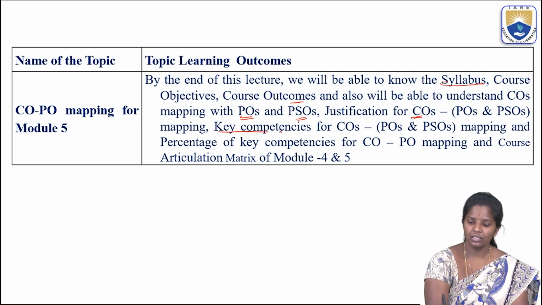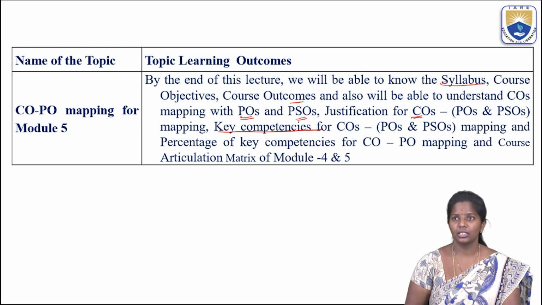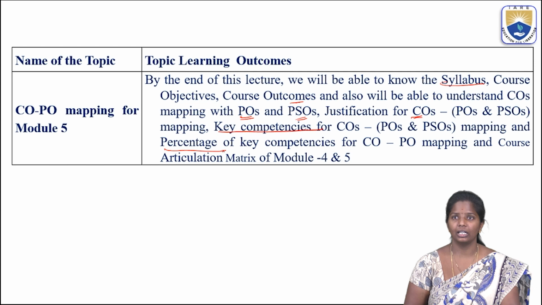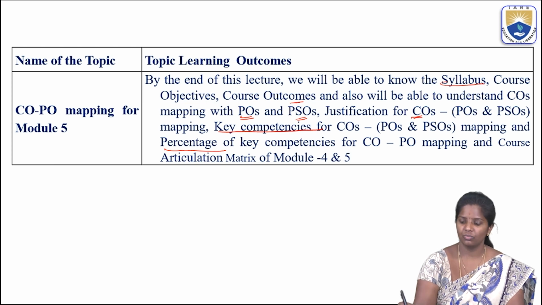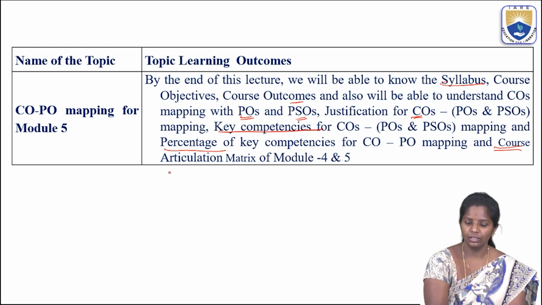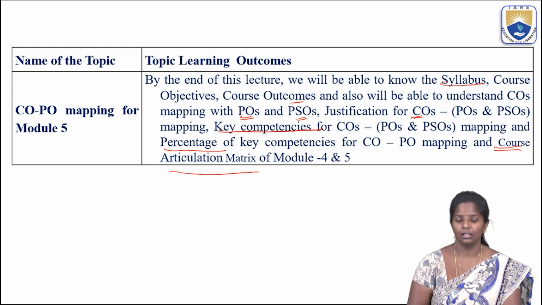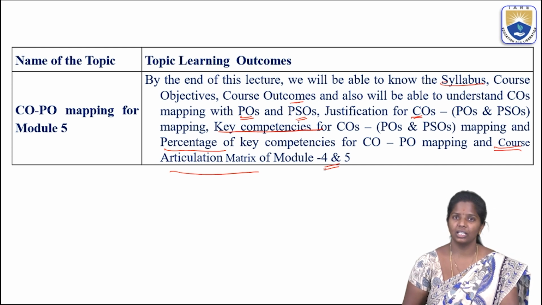Then key competences of course outcome with the program outcome key competences mapping and calculation of percentage of key competences for CO-PO mapping and course articulation matrix. This will give an overall course of that particular subject. For example, chemistry articulation matrix for the modules 4 and 5. That is nothing but course outcome 5 and 6. So, these we will see in detail.